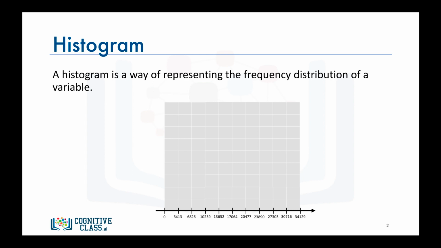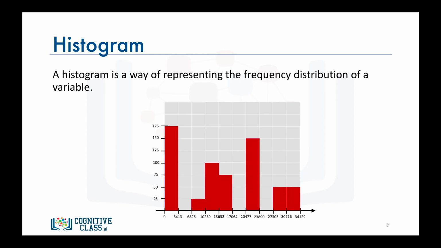Now the first step in creating the histogram is partitioning the horizontal axis in, say, 10 bins of equal width. And then we construct the histogram by counting how many data points have a value that is between the limits of the first bin, the second bin, the third bin, and so on. Say the number of data points having a value between 0 and 3,413 is 175. Then we draw a bar of that height for this bin. We repeat the same thing for all the other bins. And if no data points fall into a bin, then that bin would have a bar of height 0.